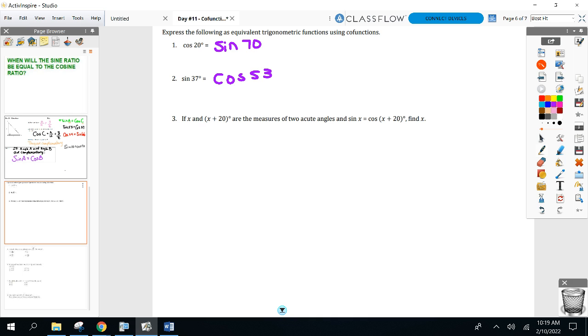Okay, what about this one? x is an angle and x plus 20 is an angle. They're both acute. Sine of x equals cosine of x plus 20, find x. If you're just setting them equal to each other, you're not picking up what I'm selling here.